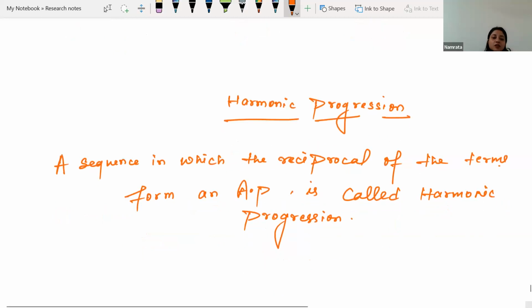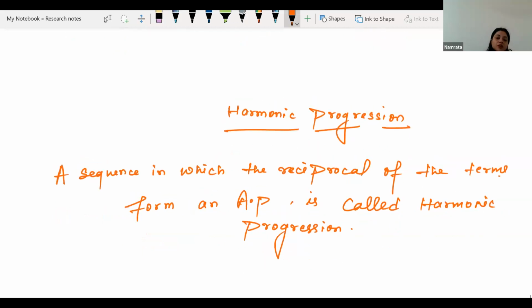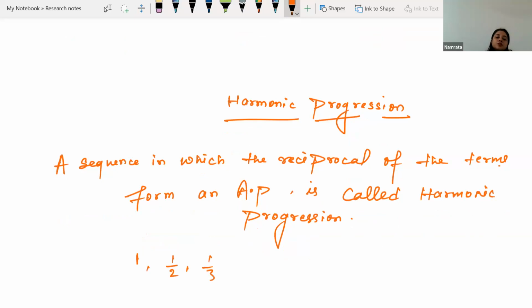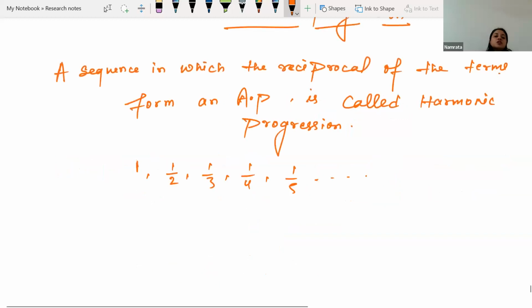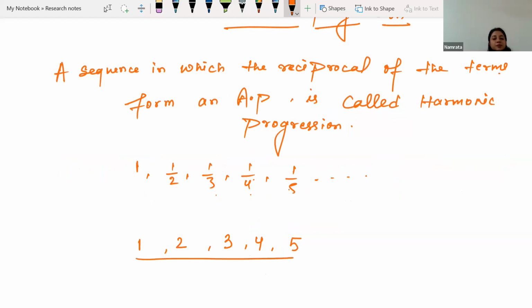So if you are having 1, 1 by 2, 1 by 3, 1 by 4, 1 by 5, a sequence like this, then you can take the reciprocal of each and every one. The first term reciprocal is 1, the second is 2 by 1, that is 2, the third is 3, the fourth is 4, the fifth is 5. Can you see it's in AP? Yes, ma'am. Previously it was in HP. Once we have taken the reciprocal of each and every term, it became an AP.